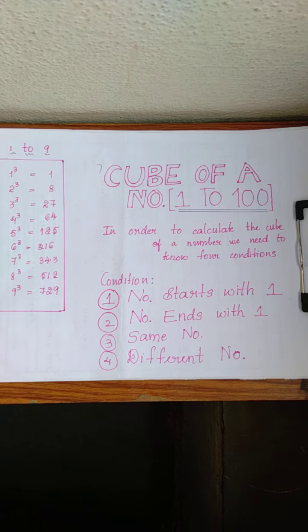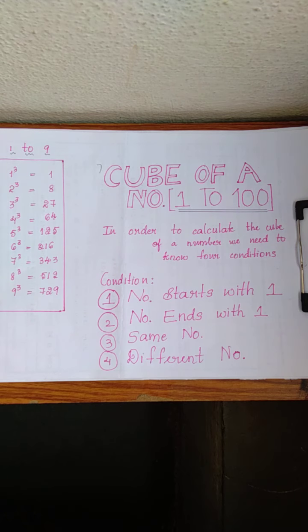In this video, I'm going to teach you how to do the cube of a number from 1 to 100. Between 1 to 100, you can easily do the cube of a number in just 5 seconds. Very excited, right? So, without wasting our time, let's get started.